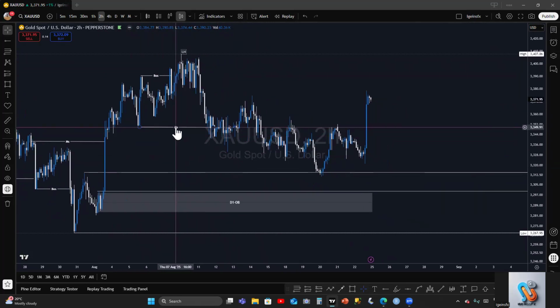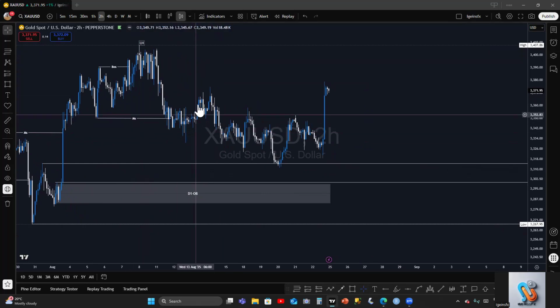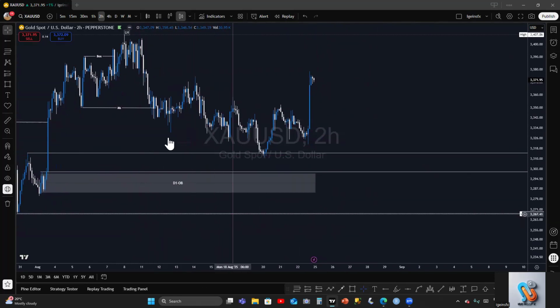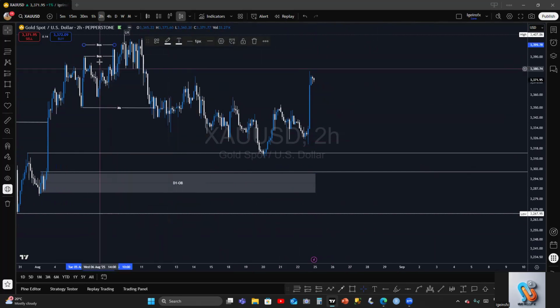I've already marked it and I will not say anything. Once there's a violation of a support level, it's an MS. The same thing applies even if the trend is bearish. Once a resistance level is violated, it becomes an MS. All right, so drop it in the comment section.